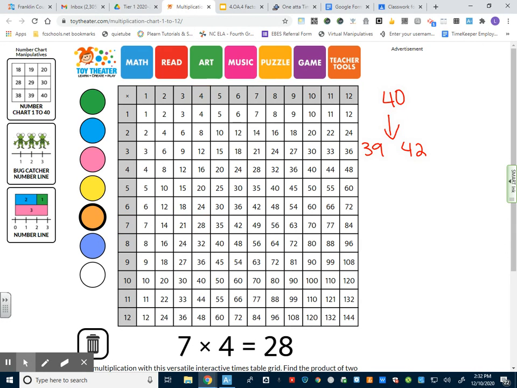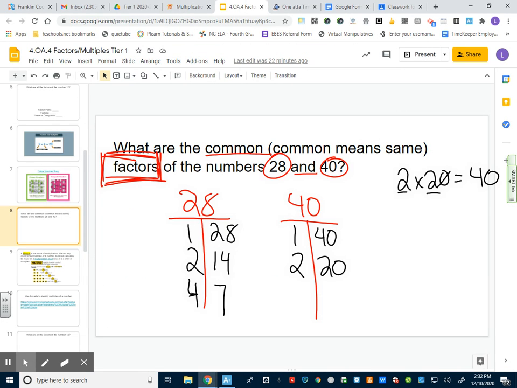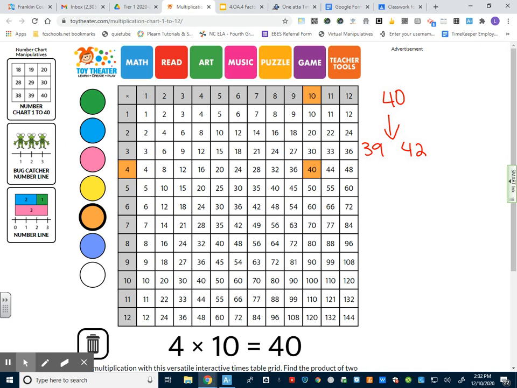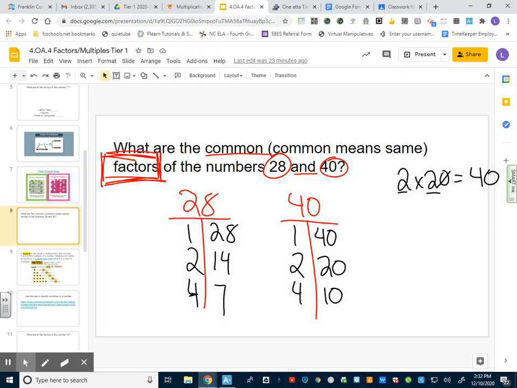Let's look at our 4's tables. Oh, yes, brilliant. 4 times 10 is 40. So I'll add that to my list, 4 times 10. And now I'll move on to the 5's tables. And I know that 5 is going to be a factor because it ends in a 0. 5 times 8 is 40. Once you work with these more and more, you'll start learning the patterns and factors that will become very simple.